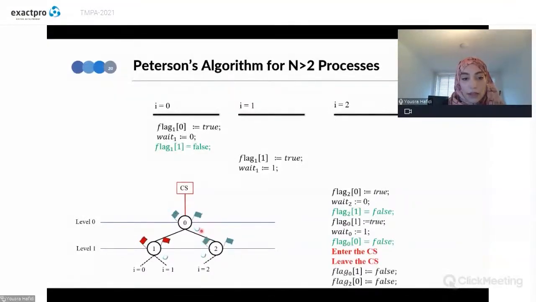Then it sets its flags to false again, and it does the same thing again and again. And as you see, process 0 and 1, for example, process 1 can execute something, and also process 0 can execute something, but they do not. The only one that progresses in the tree is process 2.